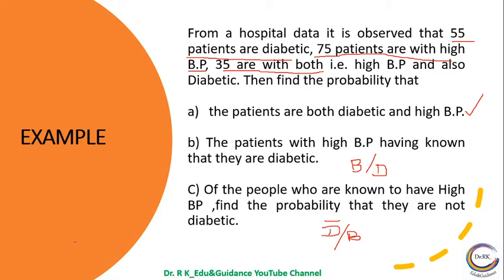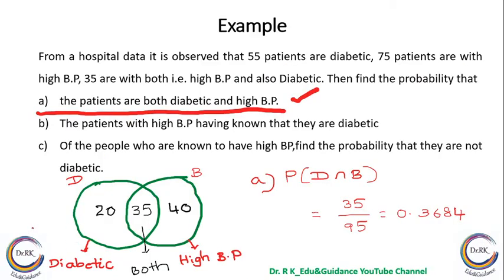Now we'll see how to solve this problem with the understanding we have had till now. As discussed earlier, instead of depending on the formulas, whenever it is possible, better go with the Venn diagram approach. So here, this is diabetic, this is BP, and 35 are having both, so 35 is the intersection, that is diabetes as well as BP. 55 are diabetic, and already 35 are in the intersection, therefore the leftover is 20. 75 patients are with high BP, out of 75, 35 are in the intersection, therefore 40.